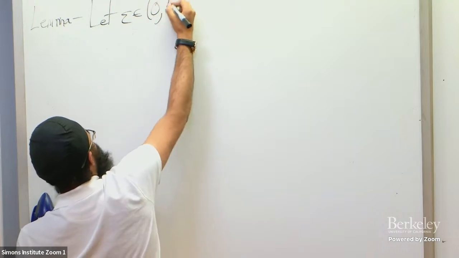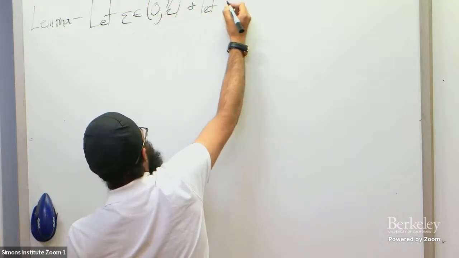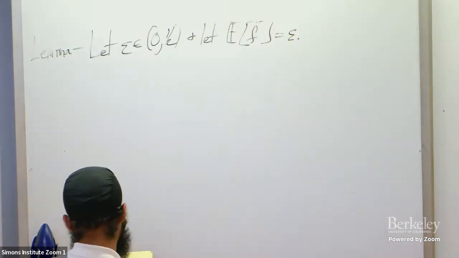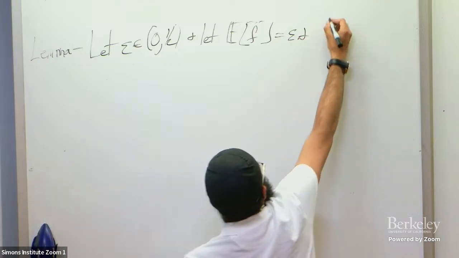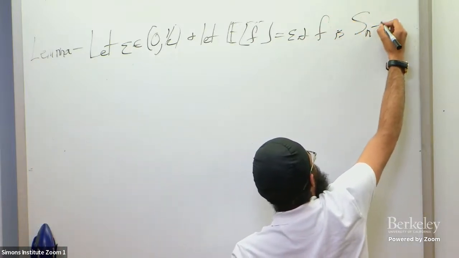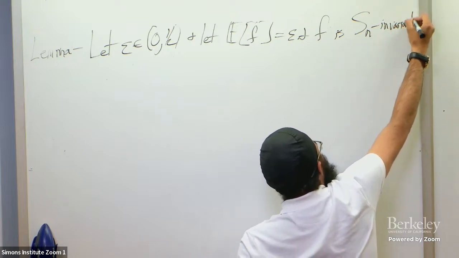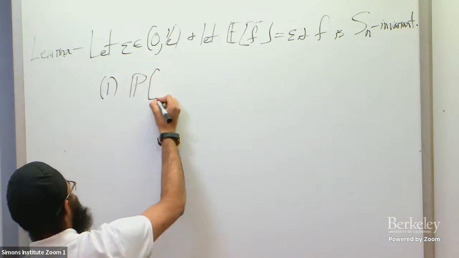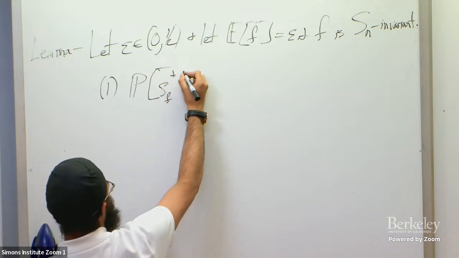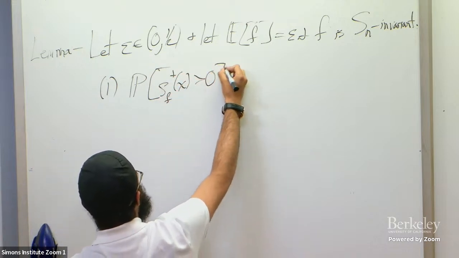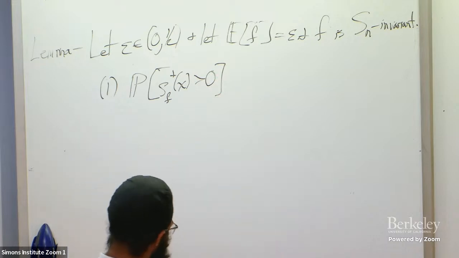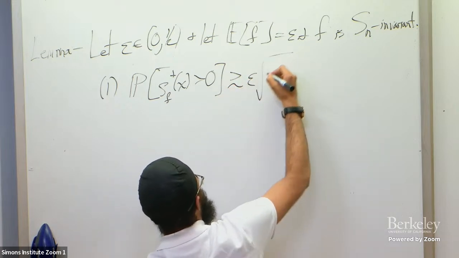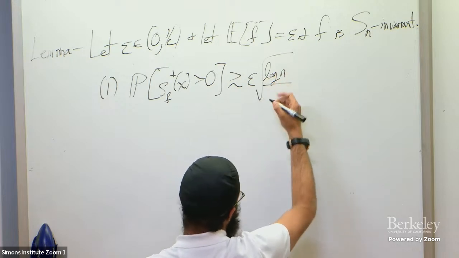I'm going to fix epsilon in (0, 1/2) and let the expectation of f be given, and f is S_n invariant. So one of the following three scenarios occurs. Either you have that with decent probability over the cube, at a given vertex there's a coordinate you can switch so that you're okay. So the correct threshold turns out to be epsilon log n over n.